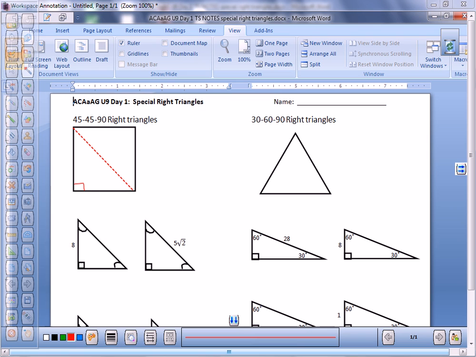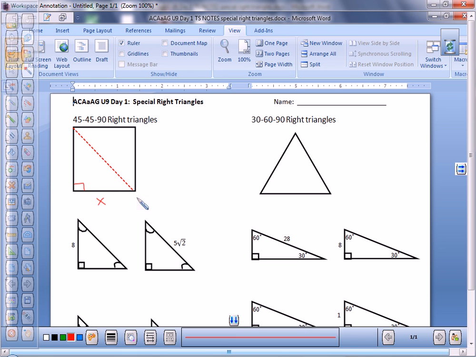What we did was we took the square and we created a 45, 45, 90 right triangle by just drawing in one of the diagonals. Now, do we know the sides of this square? No. What do we use in math when we don't know something? They are X. We use a variable.